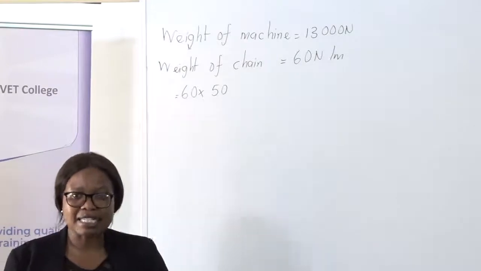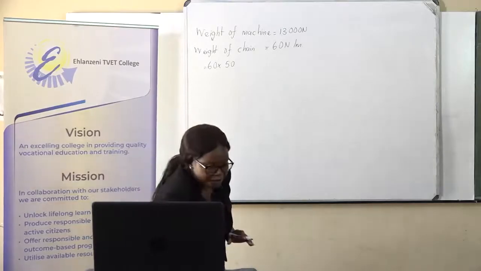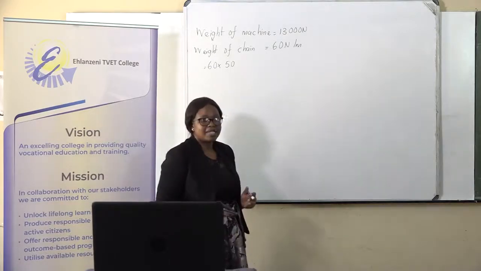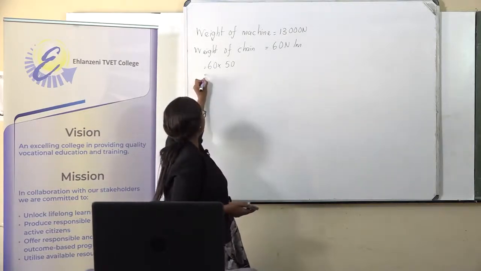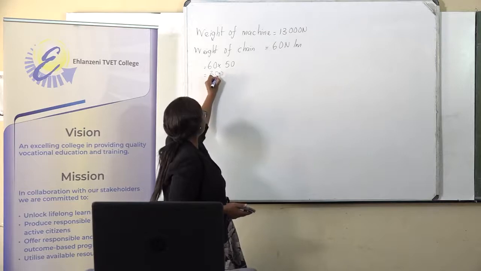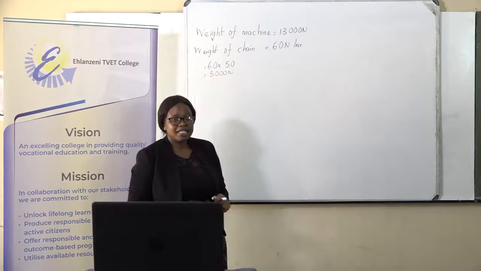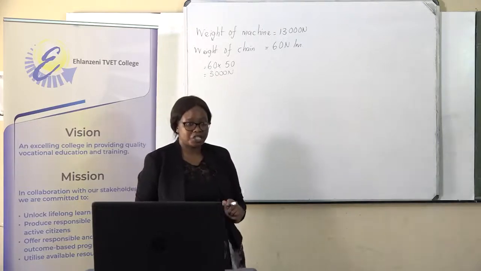Let's calculate 60 times 50 meters. What do we get? 60 times 50, we get 3,000 newtons. 3,000 newtons is the weight of the chain.